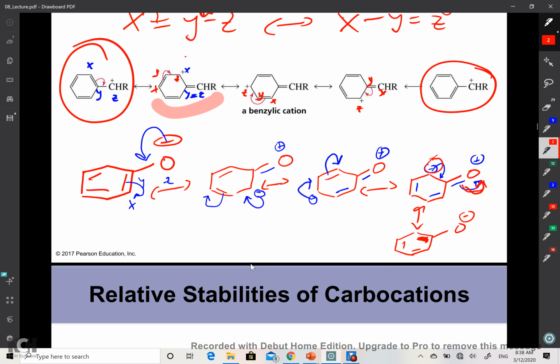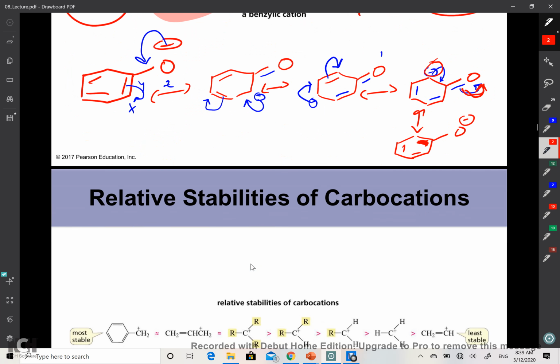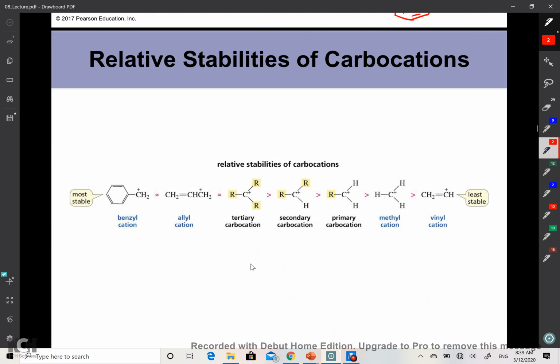Yes, there should be no positive charge on that oxygen. It should be without that positive. Okay, my bad. See, sometimes mistakes are possible.